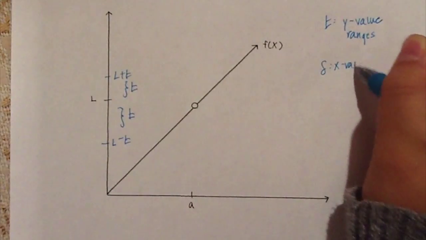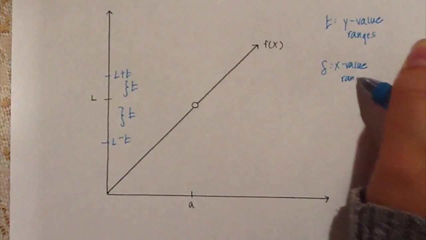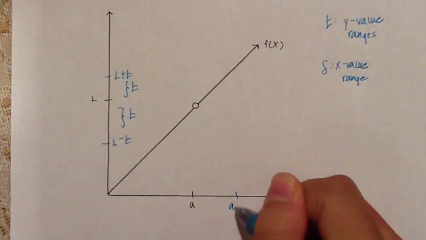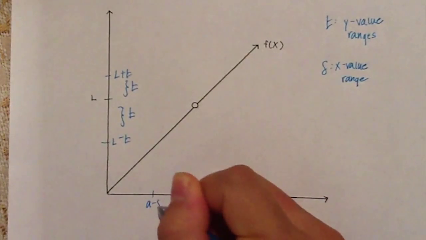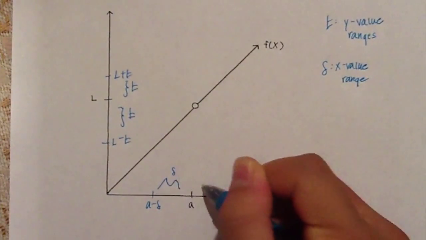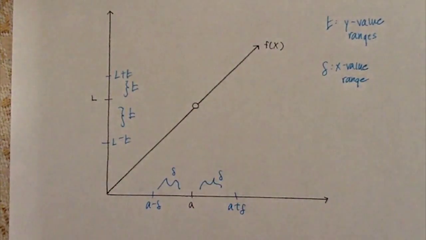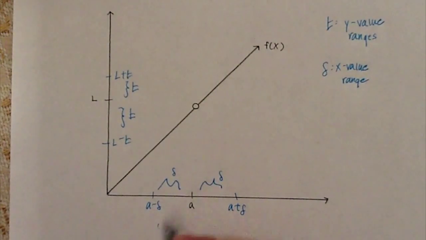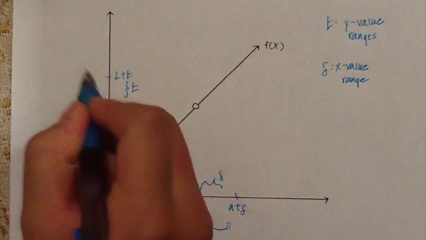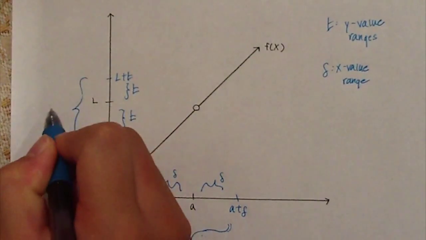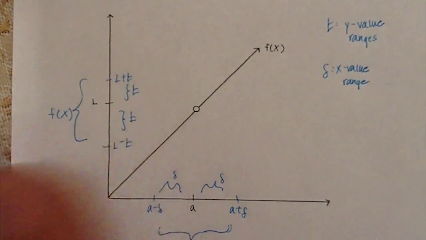I can give you the delta, or the x value ranges, and here is a plus delta, and here is a minus delta, and again the distance for both is delta, where if you choose an x value in this range right here, I can guarantee you an f of x value in the range between L minus epsilon and L plus epsilon.